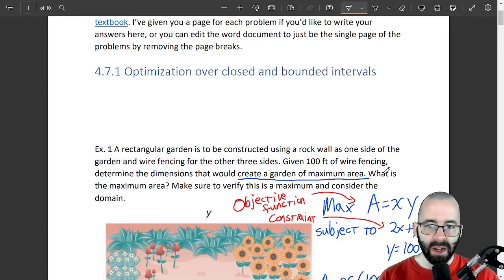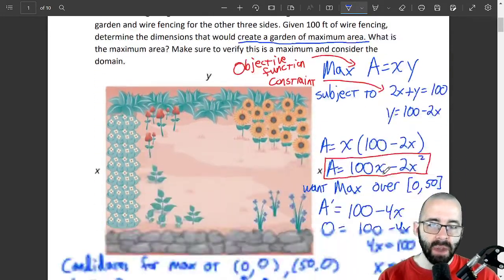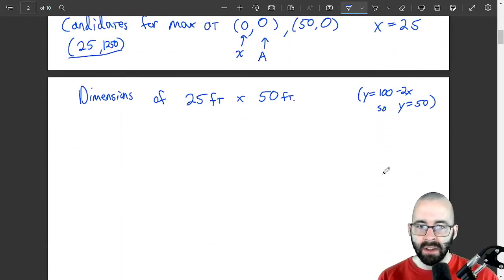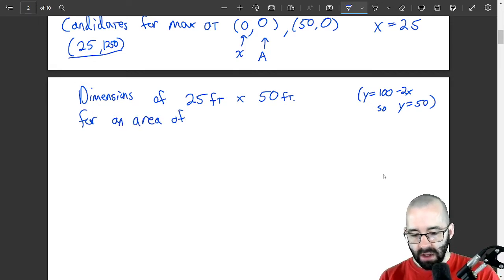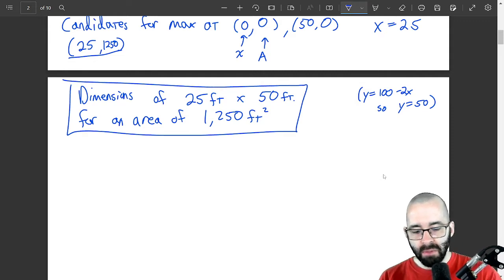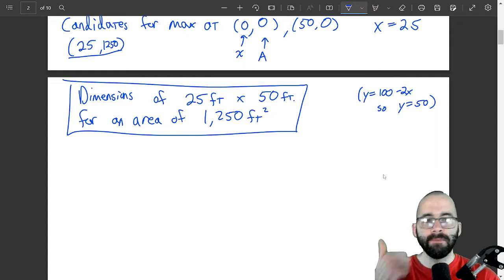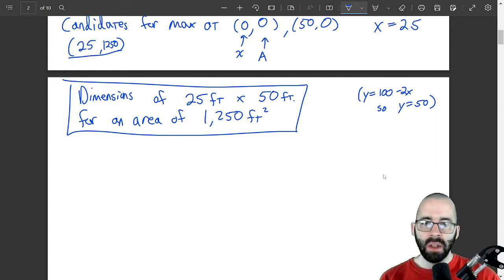What is the maximum area? Make sure to verify it's a maximum. We did that. And consider the domain. We did that. Great. So for a largest area of 1,250 feet squared. And again, if you multiplied our x by our y, you should get 1250 feet squared. We've answered the problem. We have found the garden of maximum area with these dimensions.